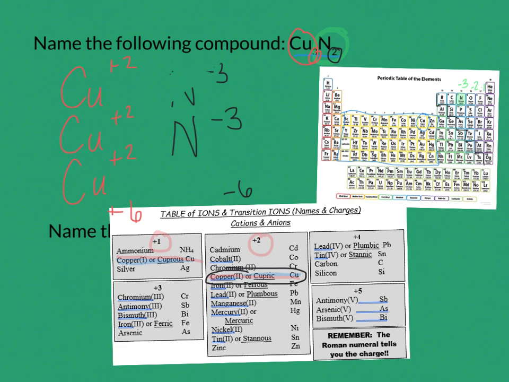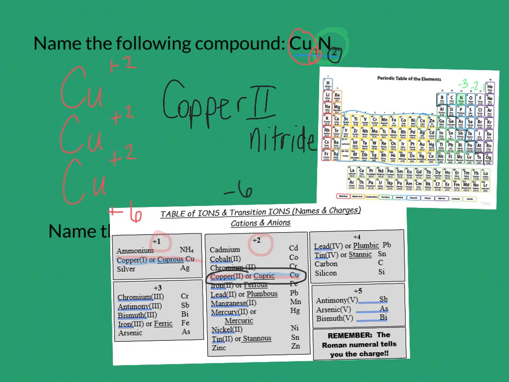So we end up with, just going to erase these and get it out of the way, we end up with copper, Roman numeral 2, and then the N is still going to be nitride. Okay, we don't change anything about the second part. So the nitrogen, we drop the gin part and change it to IDE. So the name of this is going to be copper 2 nitride.